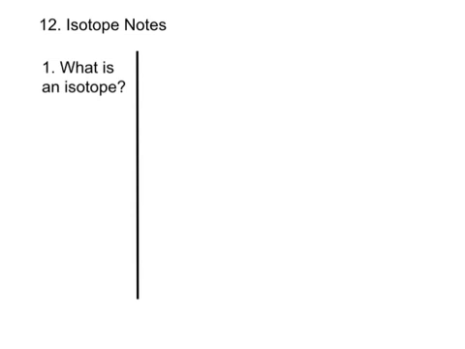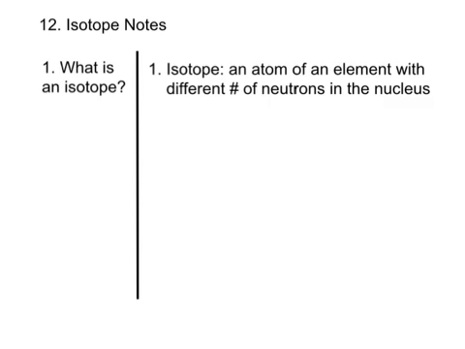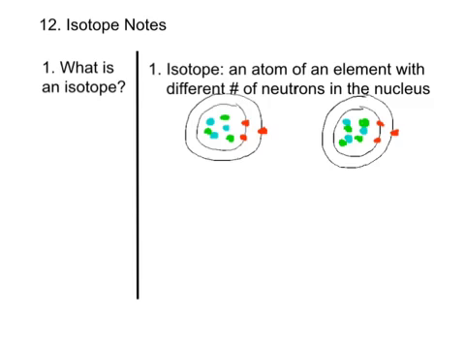What is an isotope? An isotope is an atom of an element with different numbers of neutrons inside the nucleus. So you're going to have atoms that weigh lighter because they have fewer neutrons, and you're going to have atoms of that same element that weigh more because they have more neutrons. So let's see what this looks like.